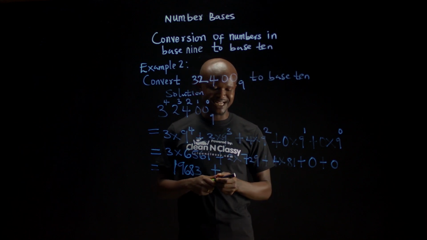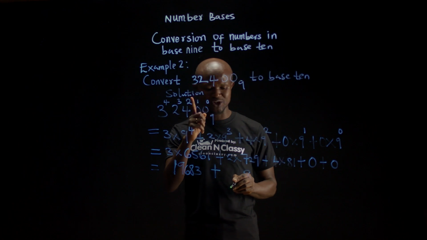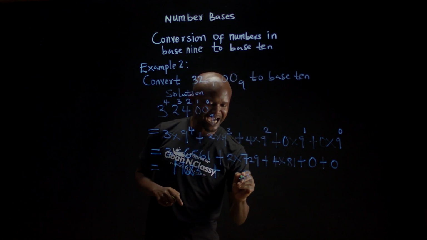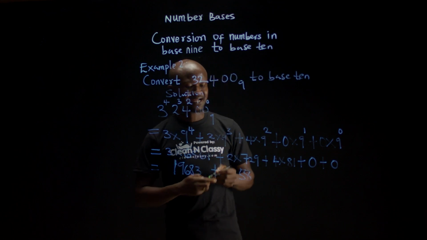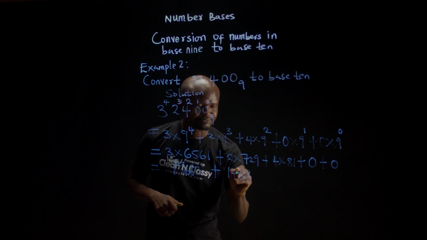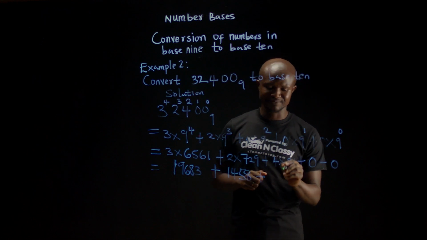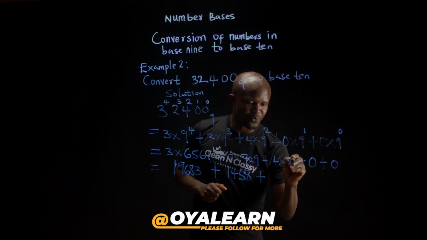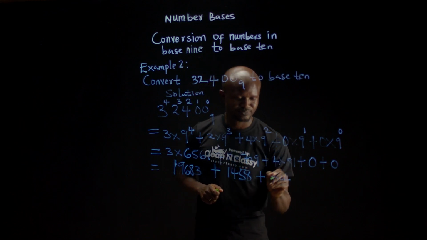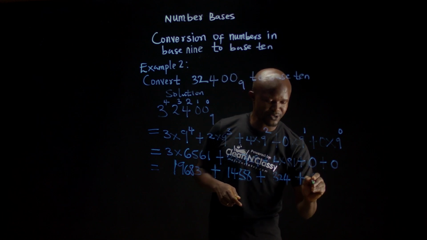Now, let's multiply this. 2 times 729. 9 times 2, what do we have? 18. Then we carry 1. 2 times 2, 4. 4 plus 1, 5. Now, 2 times 7, what do we have? 14. Plus, we now multiply this. 4 times 81. 4 times 1 is 4. 8 times 4, that is 32. So we have 324 for this. Take note. And this is 0 plus 0, that is 0.